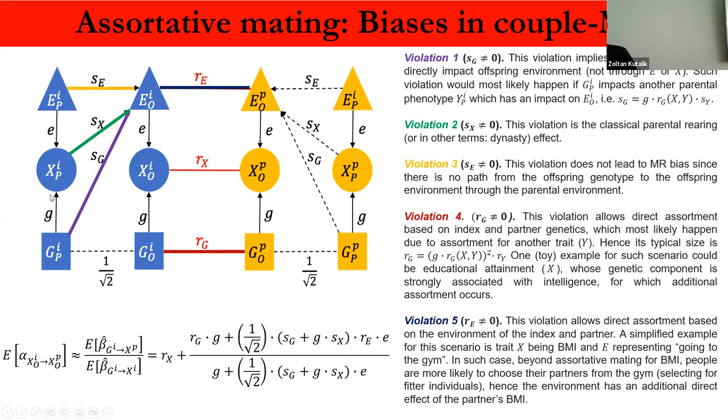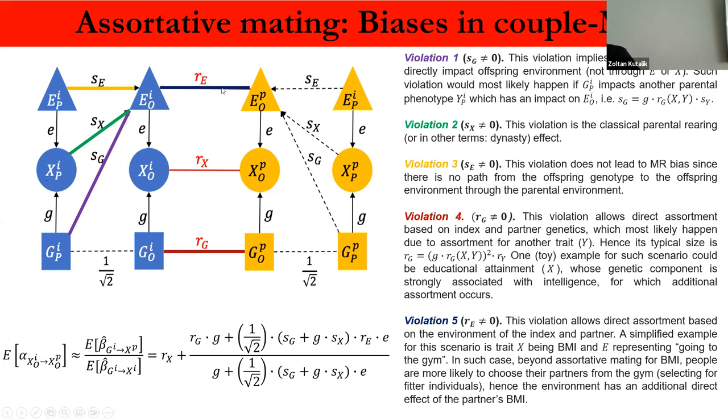So the key violations here are: if this is present, this is non-zero, and the SX is non-zero, then there's a violation. So this is a pretty strong one. That's what I listed here. This violation doesn't seem to cause any problem because there is no path from G to X through E. My SE, there's the genetic violation, which can go through here, here. And then there is the SX violation. So this is not the strongest, this one is a weaker violation, which eventually leads there.